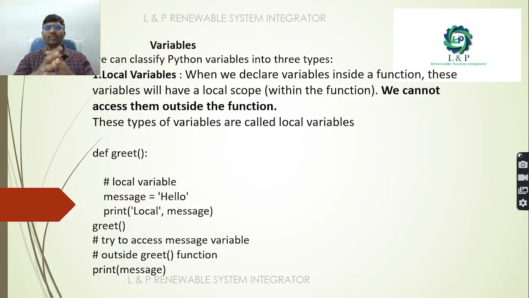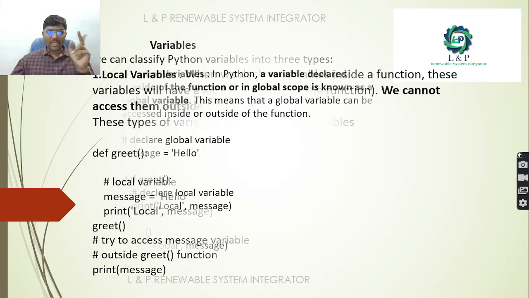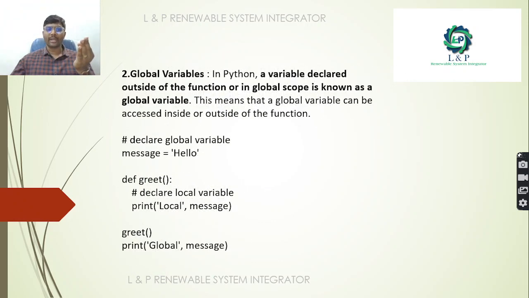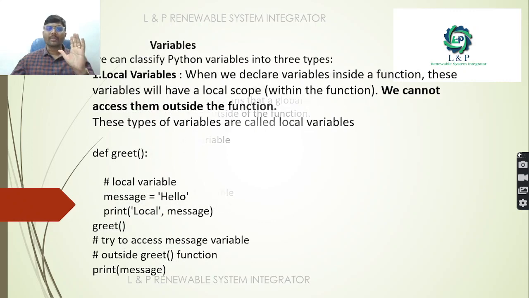Now, when we try to get to know about variables, we can classify the variables into three types. One is local variable, second is global variable, and third is non-local variable. What is a local variable? A local variable is one we declare inside a function. It has a local scope. We cannot access it outside the function.